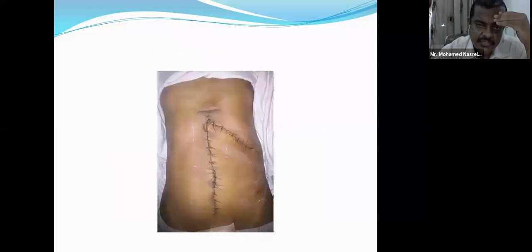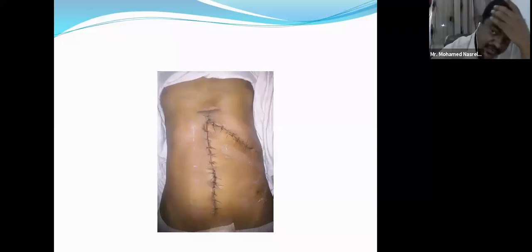This is the patient after 10 days or more. He did well, and he's now following up with the oncologist, and he received imatinib.